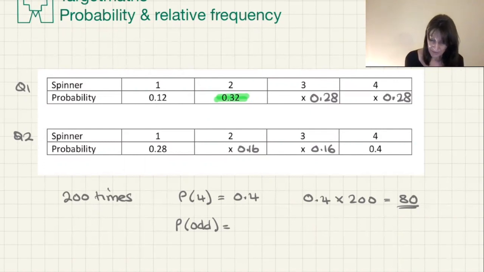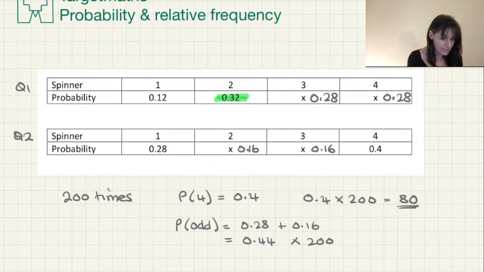Okay, so for the probability for my odds, I've got 0.28 for 1 and 0.16 for 3. So I add those together, which gives me 0.44. So that's my probability of getting an odd. I times that with my 200, and I get 88.